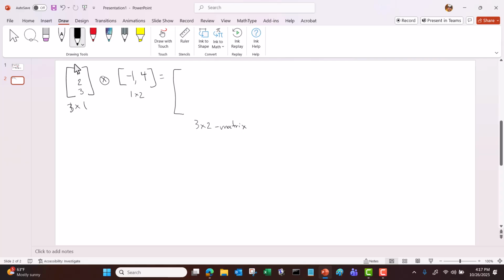So we're going to have 1 times -1, and then 1 times 4, and then we're going to have 2 times negative 1, and 2 times 4, and then we have 3 times negative 1, and 3 times 4. So when we multiply that out, we end up with negative 1, 4, negative 2, 8, negative 3, 12. And this is our 3 rows by 2 columns matrix that results from this multiplication. And this is how you can perform an outer product multiplication when you have 2 vectors.